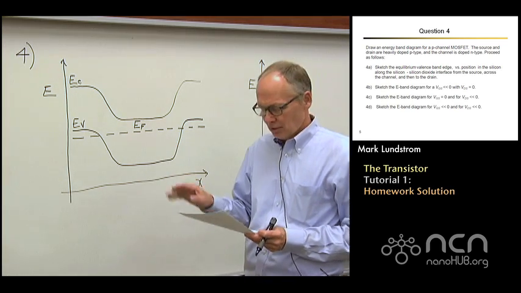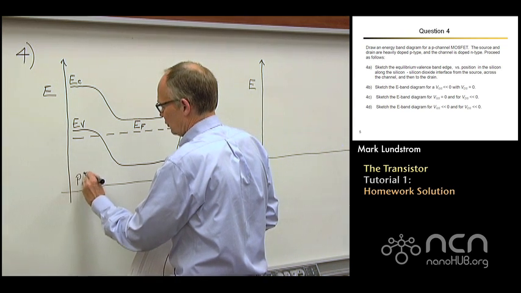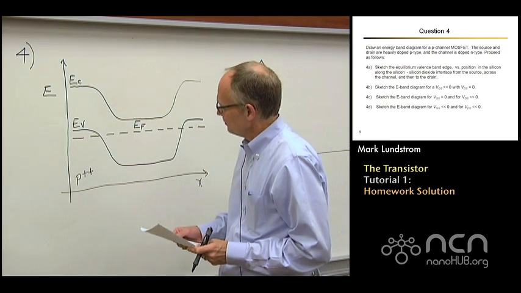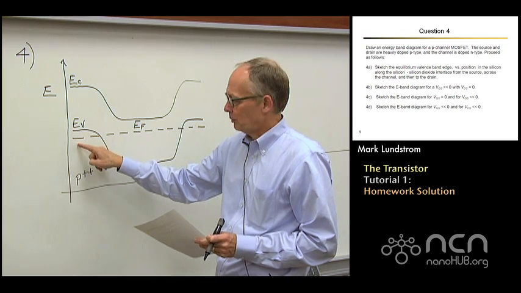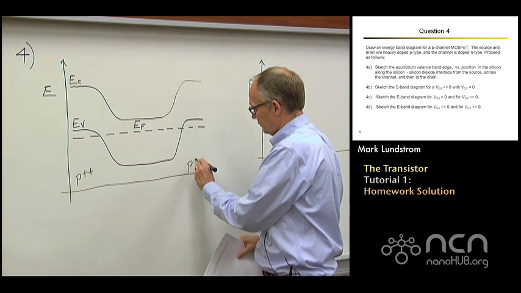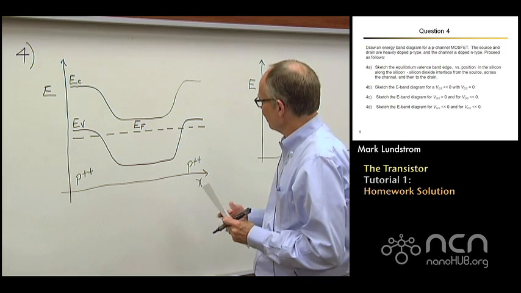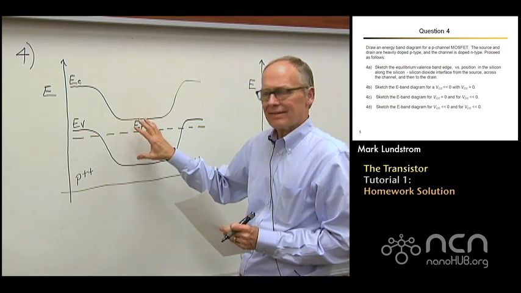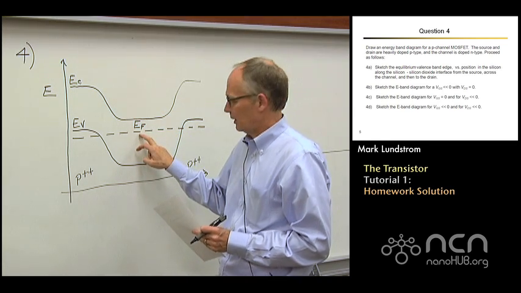So we have a p-channel MOSFET. Now what does that mean? It means we have a very heavily doped p-type source. P++ means heavily doped p-type. That means that the Fermi level is actually below the top of the valence band in the source. The drain is also p-type, very heavily doped. So the Fermi level is below the top of the valence band in the drain as well. And then the channel itself is n-type. So the conduction band is moderately close to the Fermi level.